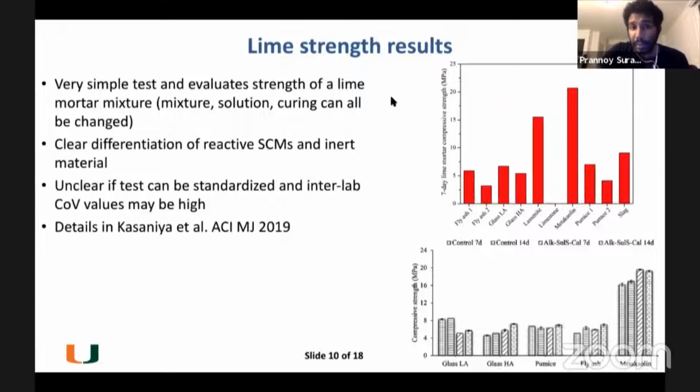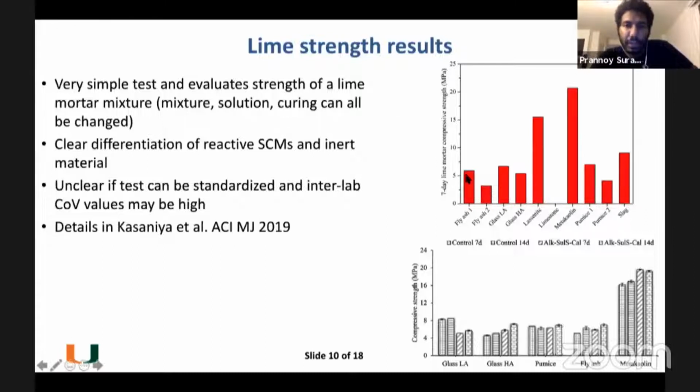The lime strength, it's basically a really, really simple test. You just measure compressive strength of a lime mortar mixture. And there's different mixtures, solutions, curing. They can all be changed. There's a similar Indian standard. There's a similar Canadian standard as well. But the way you do this test, it depends. And optimization is kind of required for this test.